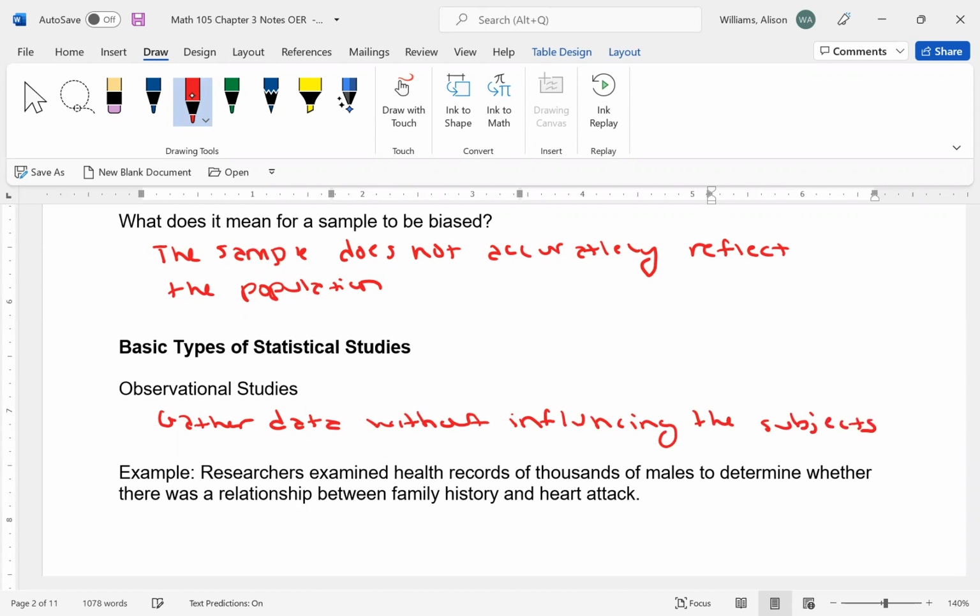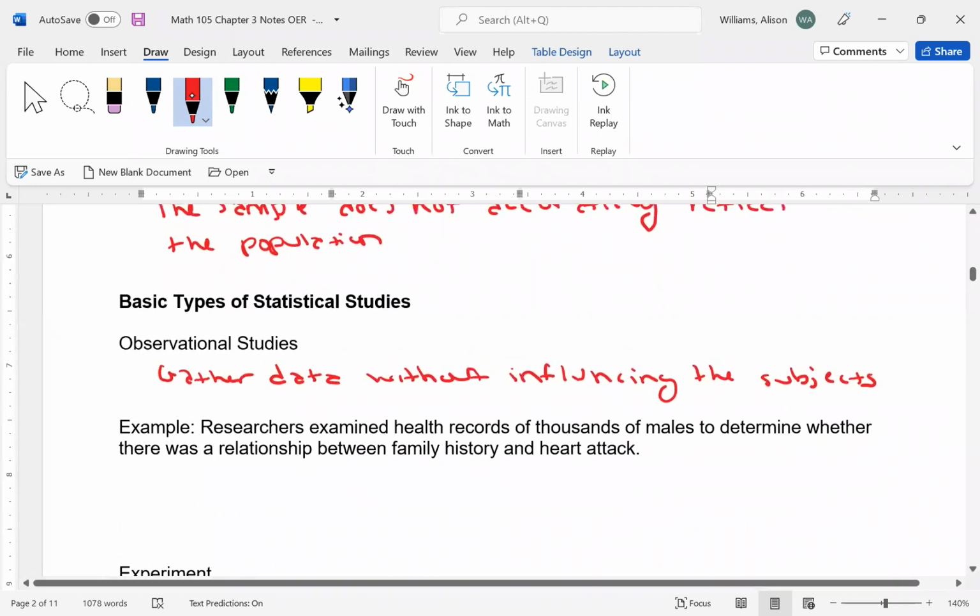An example of this would be researchers look at the health records of thousands of males to determine whether there was a relationship between family history and heart attack. So they're looking at existing documents, and they're using that data to figure out if maybe there's a connection between whether or not somebody had a heart attack and their family history behind that. What that means, though, is that we can only prove association between those two.